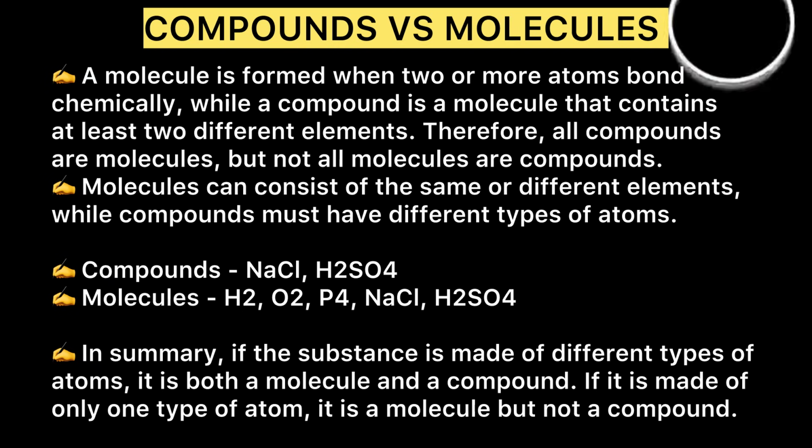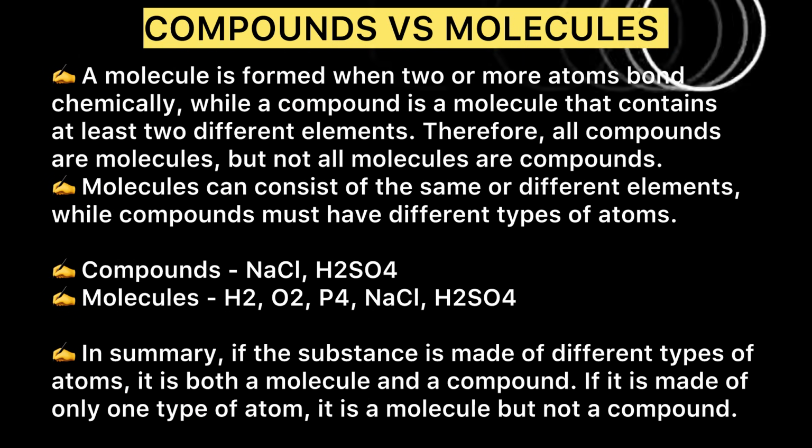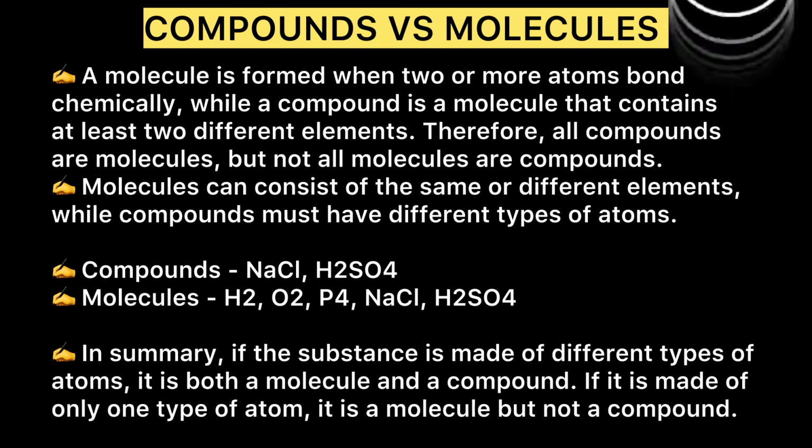Why? Because a molecule is formed when two or more atoms bond chemically, while a compound is a molecule that contains at least two different elements. But not all molecules are compounds. So all compounds are molecules, but not all molecules are compounds. Why? Because a molecule is formed when two atoms bond. So anywhere you just have two atoms bonding together, they are called molecules.